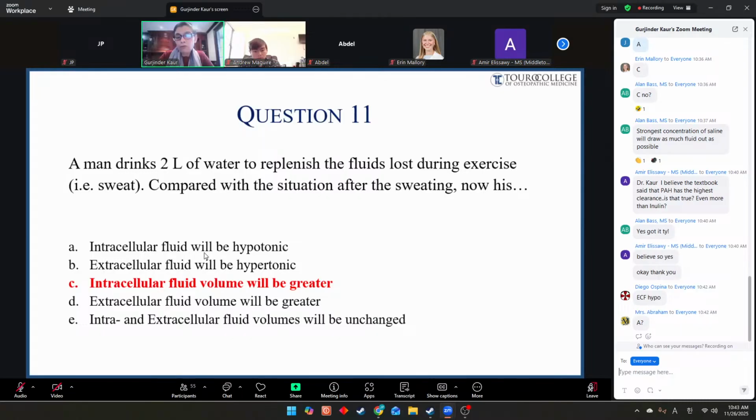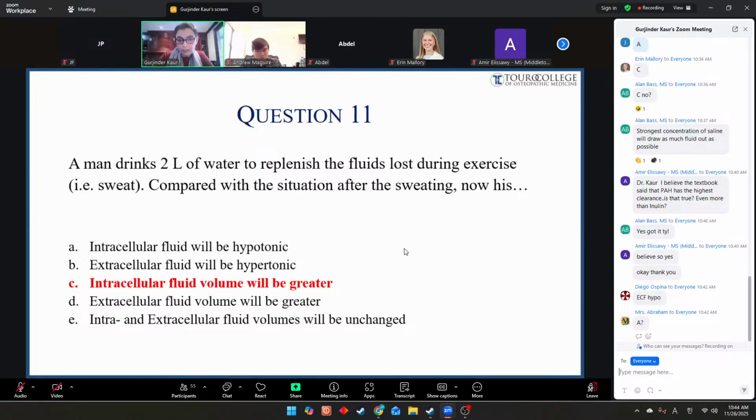Your intracellular fluid is not going to be hypotonic. It was earlier, what was it? It was hyper, right? Now, extracellular fluid will be hypertonic. That is not correct, right? And then extracellular fluid volume will be greater. That is not correct either. Water is going to shift inside the cells, right? So please go point to point and then you'll get to the right answer.